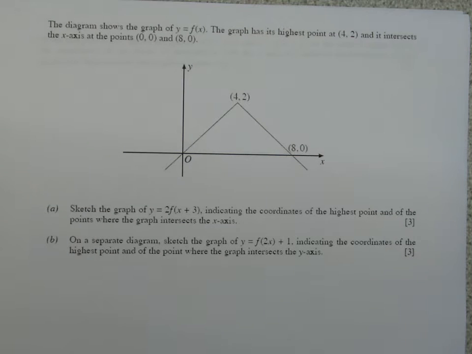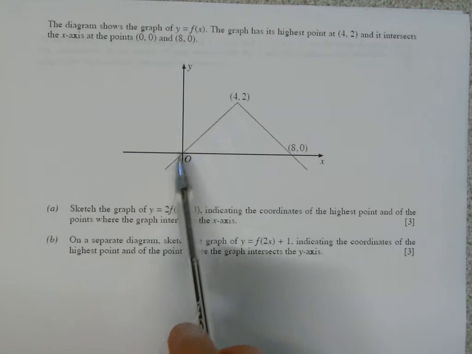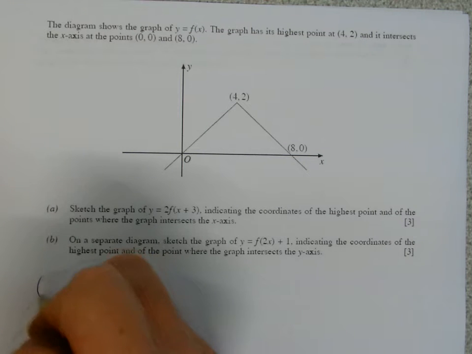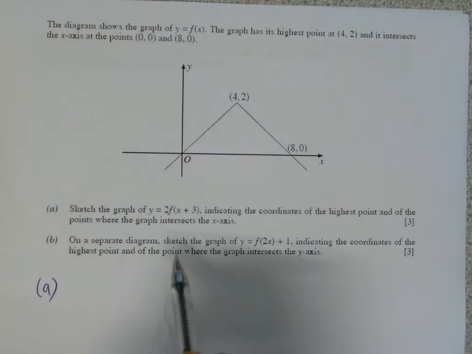Right, so this question here, part A, it says sketch the graph of y equals 2f of x plus 3, indicating the coordinates of the highest point and of the points where the graph intersects the x-axis. So you notice here we've got the highest point at (4, 2), it goes through the x-axis at the origin, and (8, 0).